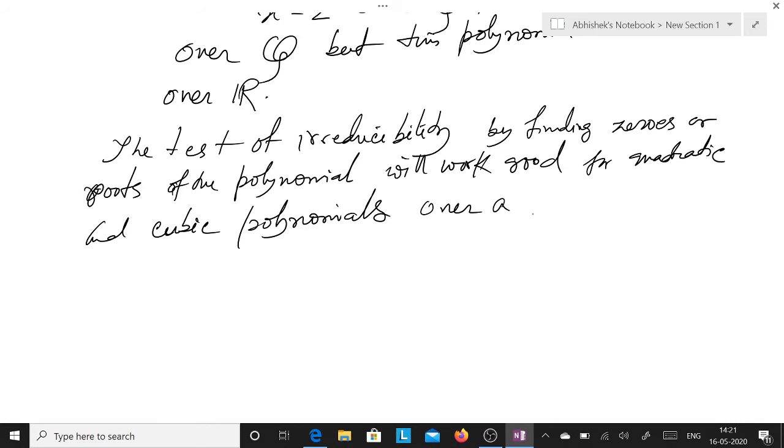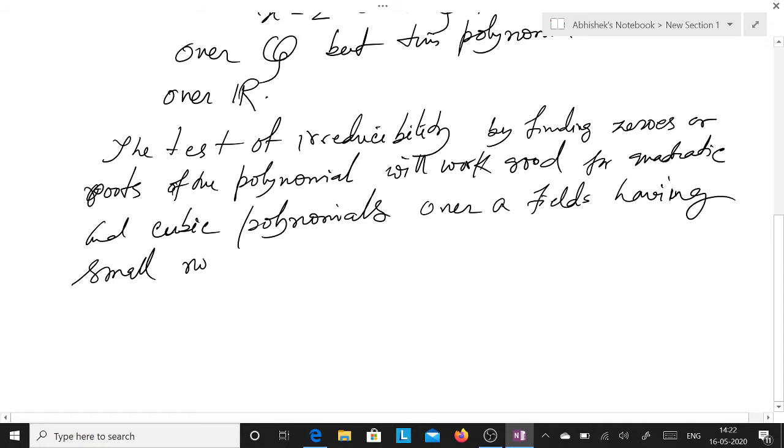It works over fields having a small number of elements. But it will not work good for large fields, and that is why we need to have some criteria at our hand to determine irreducibility of polynomials in F[x].